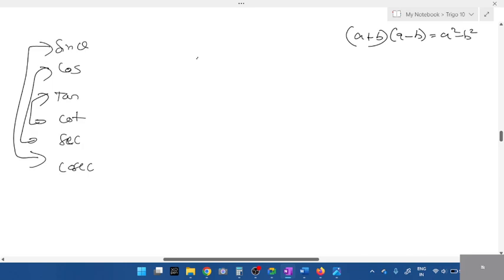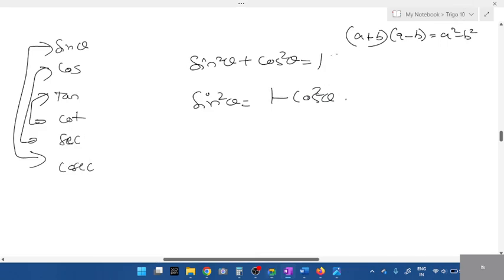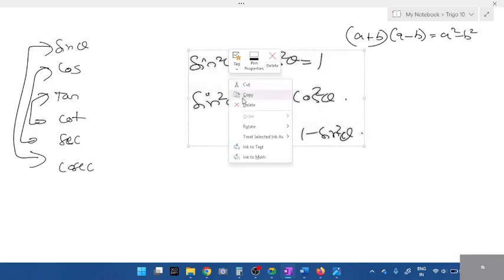Next, square relation. For square, sine square theta plus cos square theta is equal to 1. And using this, you'll get different values. If you want just sine square theta, what is just sine square theta value? 1 minus cos square theta. If I want just cos square theta, yes, cos square theta will be 1 minus sine square theta. So these are the three ways you can convert. You can make use of this formula.